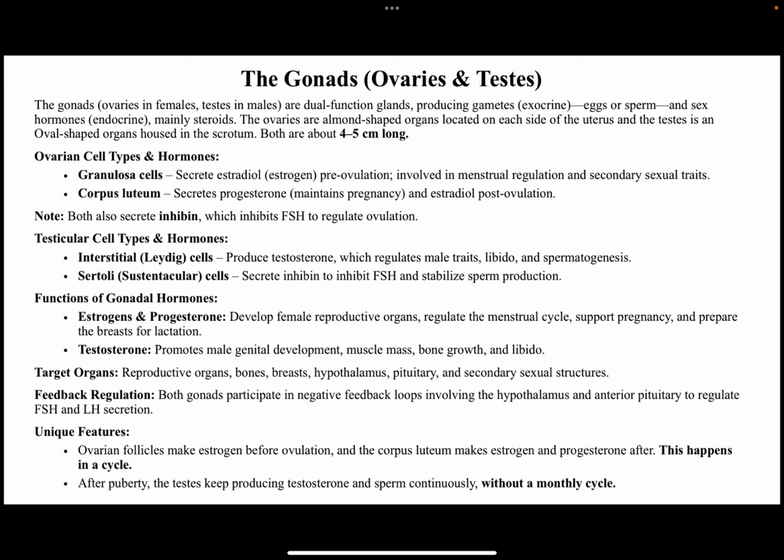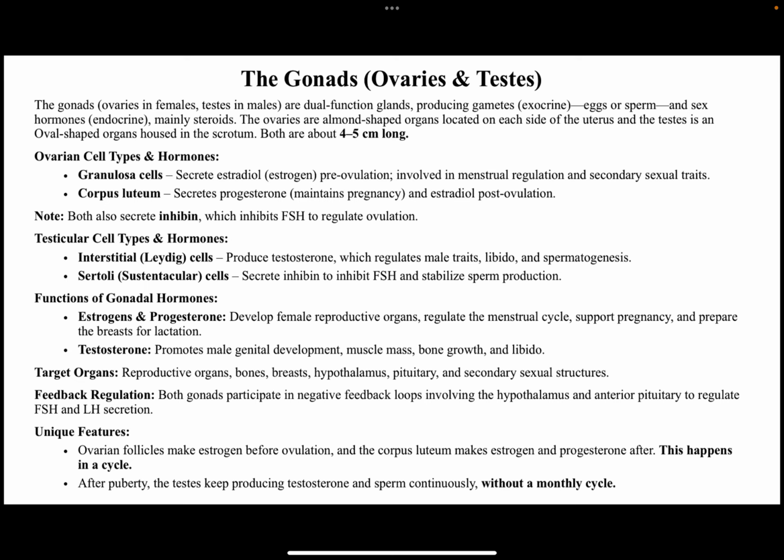Now, back to the gonads. The ovaries are almond-shaped organs located on each side of the uterus, and the testis is an oval-shaped organ housed in the scrotum. Both of these gonads are about 4 to 5 centimeters long.